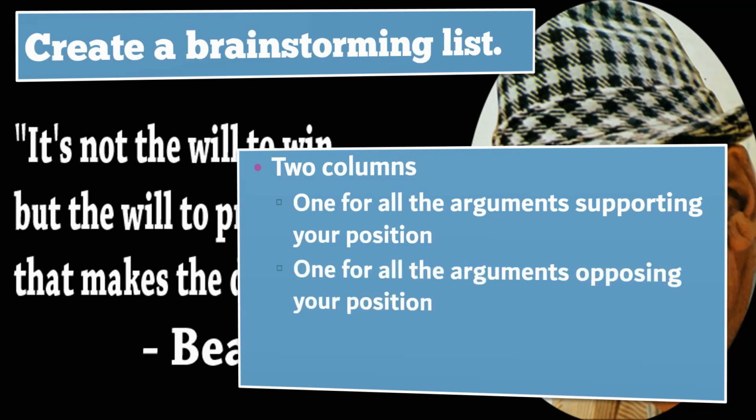The second column will be for all the arguments opposing your position. It's important not only to know what you're going to argue, but know the kind of things people will argue against you for. Once you do this, well, first try to come up with 10 for each side. At least 10. If you can come up with more, it's going to yield you more benefits.